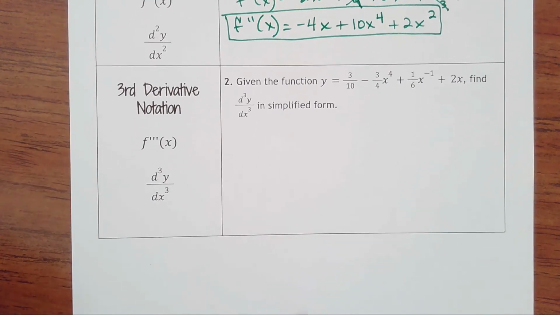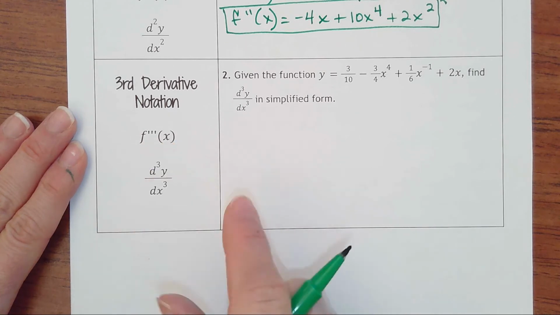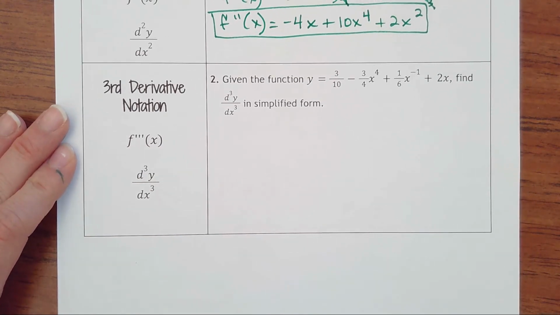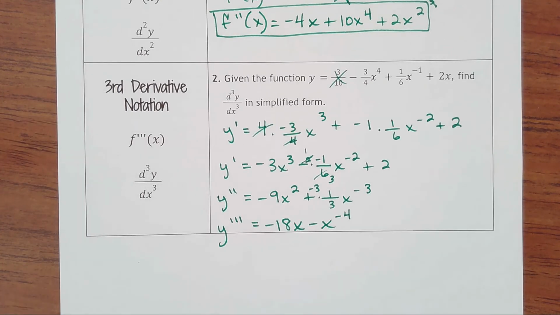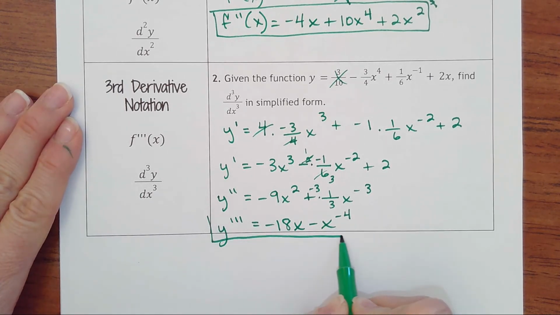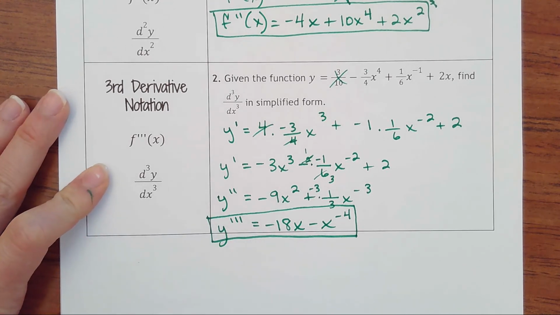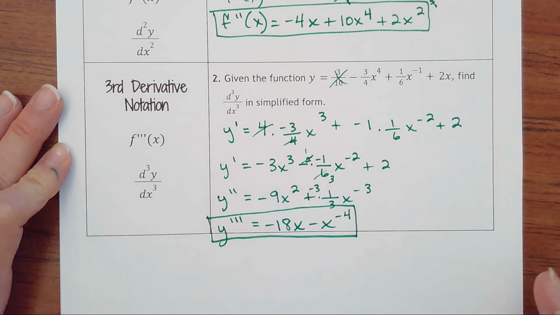Third derivative is the same thing, it's just taking it one more step further. You might see f triple prime of x or d cubed y over dx cubed. Okay, so why don't you pause this one and see if you can get the same answer as me. My final answer, y triple prime, or if you like this notation better, I personally always like the little tick marks better. I got -18x minus x to the -4th power.